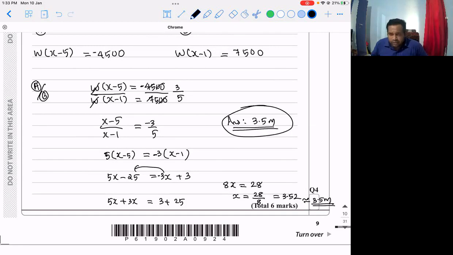So that's the idea. Please be very careful while bringing the terms to the other side, because if you miss that minus, the answer will be wrong. So this is minus 4,500 according to our equation. So that's the idea about this question.